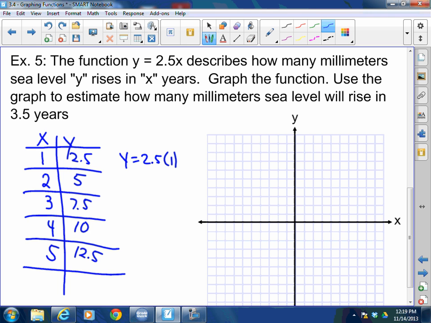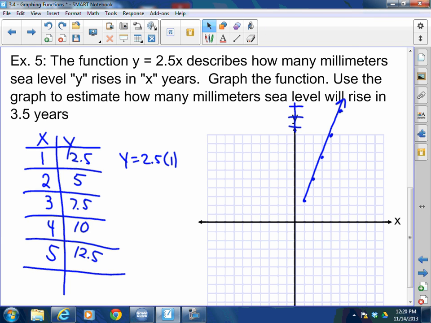When x is 1, 2.5 is about here, in between 2 and 3. When x is 2, y is 5. When x is 3, it's 7.5, so 5, 6, 7, between 7 and 8. When x is 4, y is 10. And when x is 5, let's say this was 11, that's 12 and that's 13. So it's about there, 12.5. Okay, you guys with me here? And if it was 0, yeah, it'd be 0.